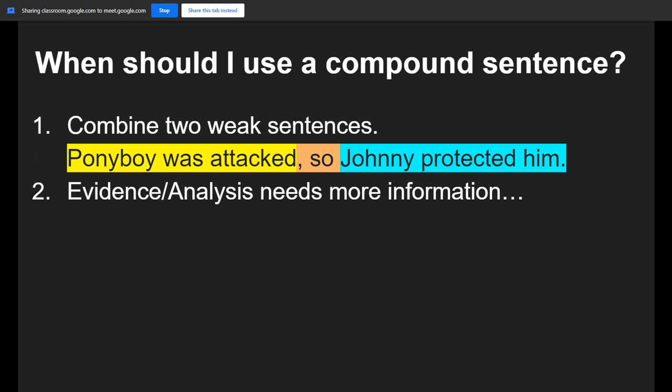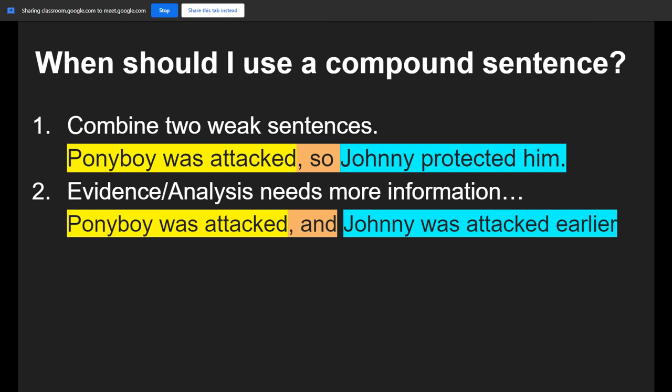Now, again, I'm not talking about the part of your evidence in your quote. If you're quoting evidence, we don't change what's inside those quotation marks. But if we're paraphrasing our evidence or if we are writing our evidence in a way where we can add more information, do so. And your analysis often could use more information, and you can combine that using compound sentences. Ponyboy was attacked and Johnny was attacked earlier. More information.